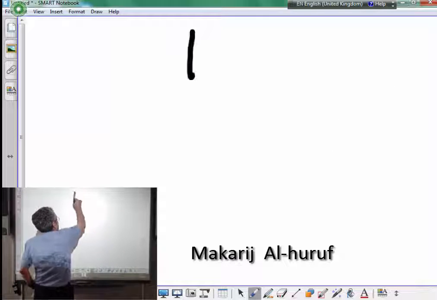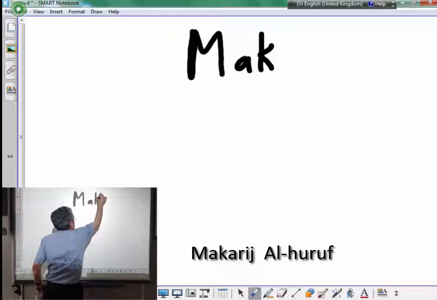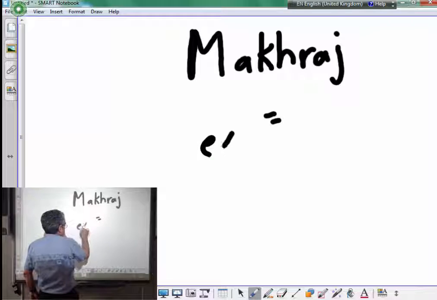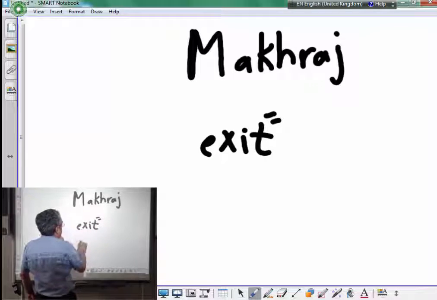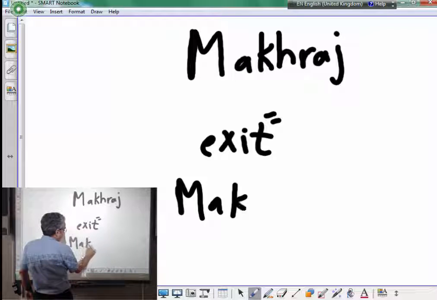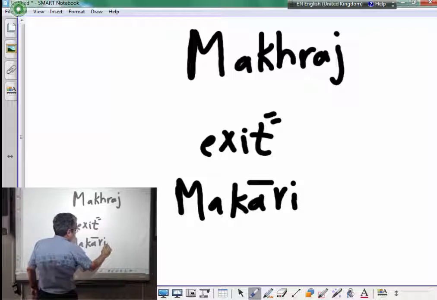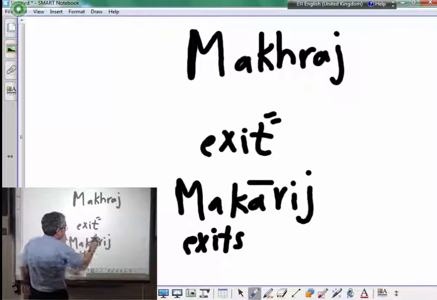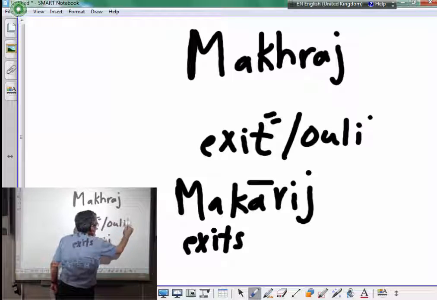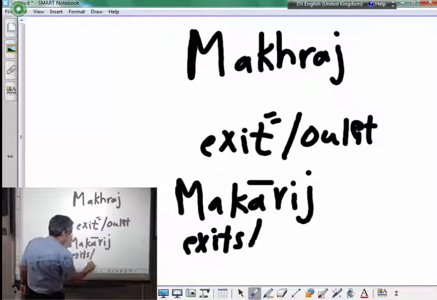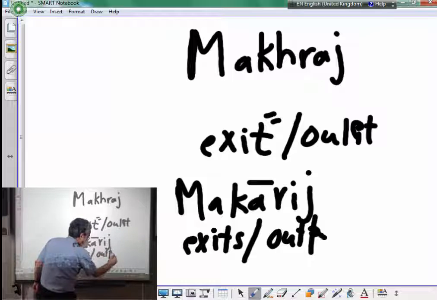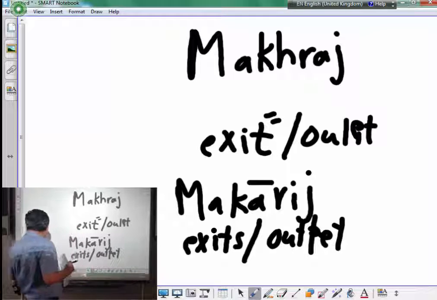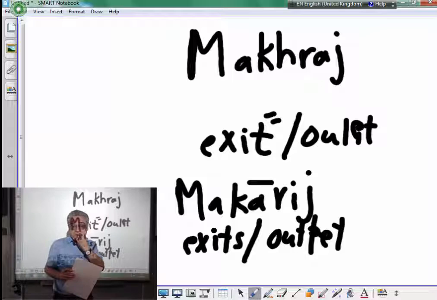So makhraj, I take the word makhraj, is exit. And makharij, plural, is exits, or we can say outlets. So makhraj, makharij. And makhraj is where the letter is emitted from.